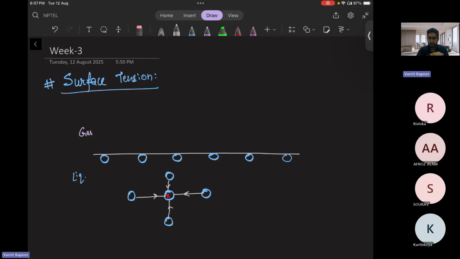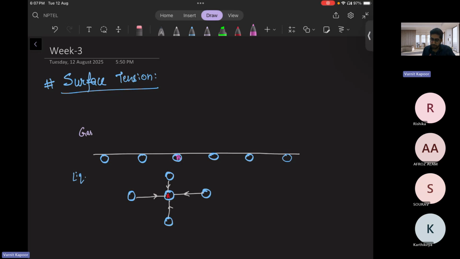Okay. There will be more particles than that. Just for the demonstration, I have taken just 4 particles surrounding A. And there will be other particles on the surface of the gas-liquid interface, that is B. Let me use some other color. So this is B, the particle B.